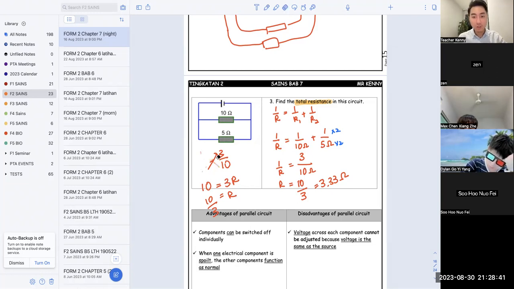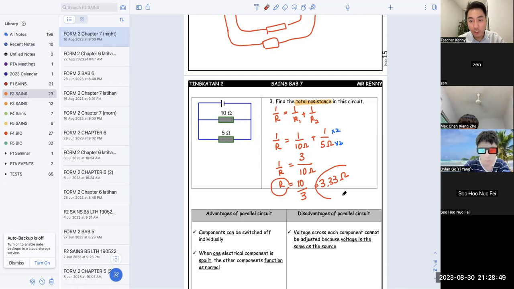Okay. So who do you think got lesser resistance? So imagine, I'm just to show you, okay? You see, so what does this mean, 3.33? It means that if you are an electron, when you travel the whole circuit, you fight 10 and then you fight 5, but at the end of the day, total up, you're only fighting 3.33 only.